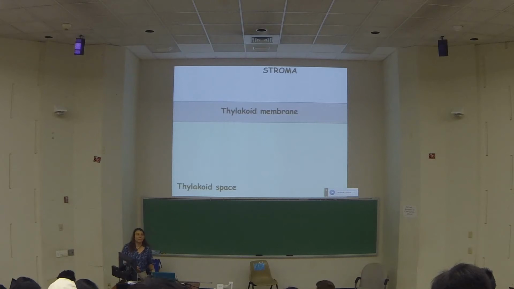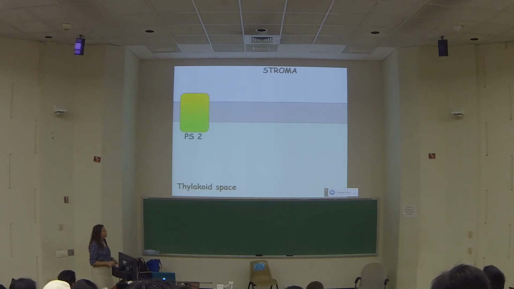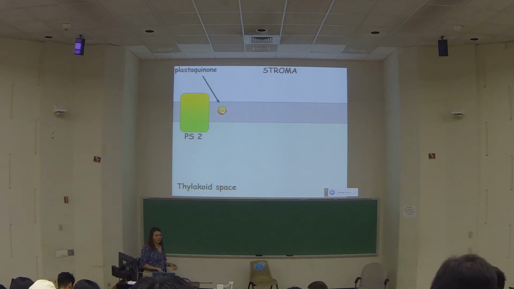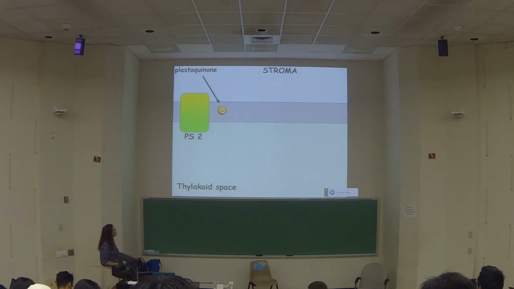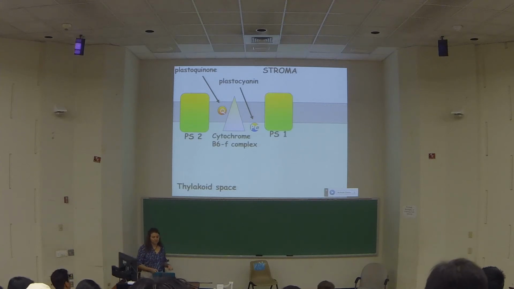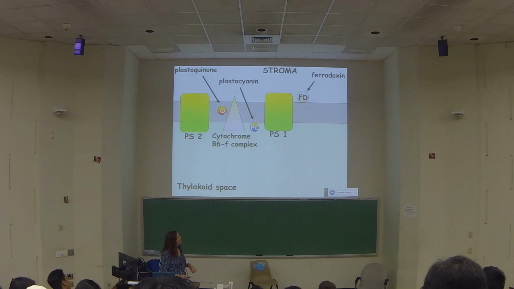We have linked sets of protein complexes, starting with photosystem 2. I know that's confusing. But you start with photosystem 2. So the players are photosystem 2, plastoquinone, a cytochrome complex, plastocyanin, photosystem 1, ferredoxin, and ferredoxin NADP reductase.